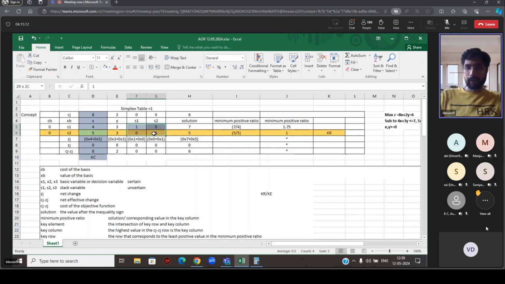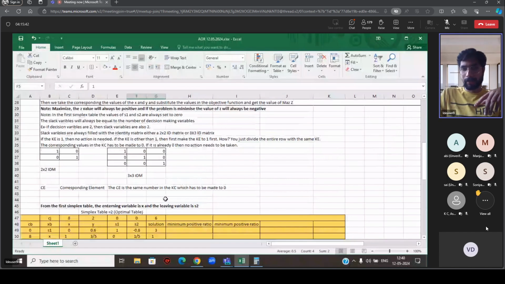For your slack variables, if you have two slack variables, you will have a 2 cross 2 identity matrix, that is 1, 0 and 0, 1. If you have three slack variables, you'll have a 3 cross 3 identity matrix. So that will be 1, 0, 0, 0, 1, 0, and 0, 0, 1. So how does that identity matrix fall? The diagonal should be 1. Now you see the diagonal is 1. Can you see 1, 1? If you see a 3 cross 3 matrix, again the diagonal is 1. That is how you have to take the identity matrix.